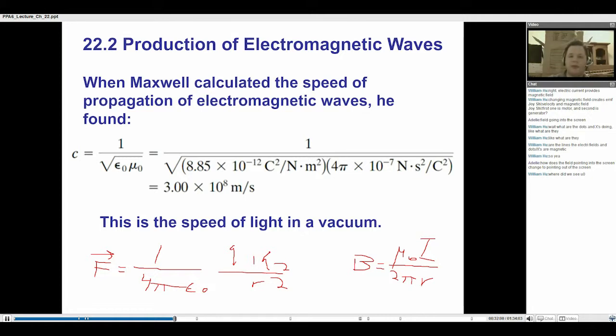And so Maxwell found that the speed of these electromagnetic waves was 1 over the square root of the product of these two. And so then he took these, he put them in the right units and figured out what it was. And he saw that the speed was 3 times 10 to the 8 meters per second. And this is the speed of light. So we'll come back to the fact that this is light in a minute. 3 times 10 to the 8 meters per second.